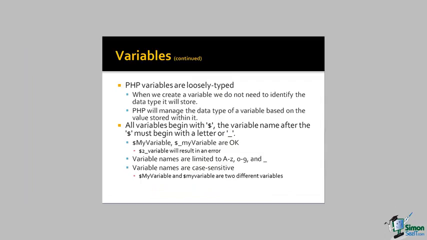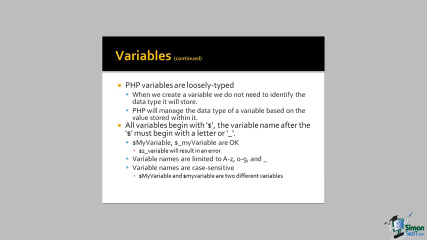Okay, just to beat this horse to death, let's just reiterate that in PHP, variables are loosely typed. That means we do not have to tell PHP the type of the data that we're going to store, nor do we have to store the same type throughout the life of the variable. But there are some rules. There are some rules to using variables, and the rules are these: that all variables must begin with the $ sign. The name that comes after the $ sign must begin with a letter or an underscore.